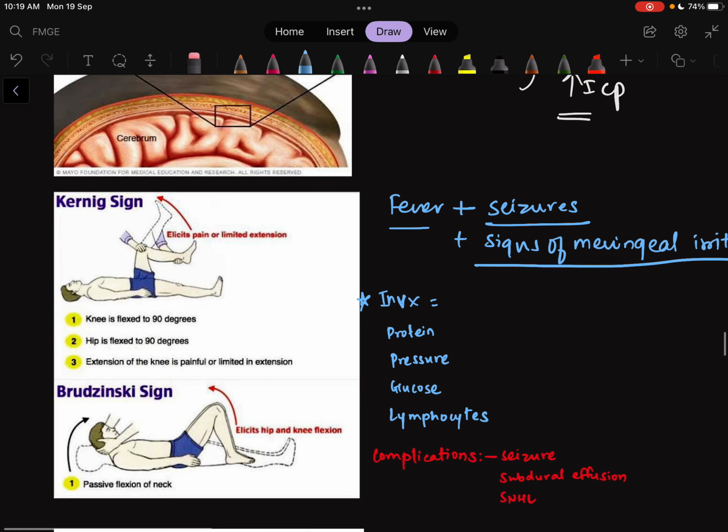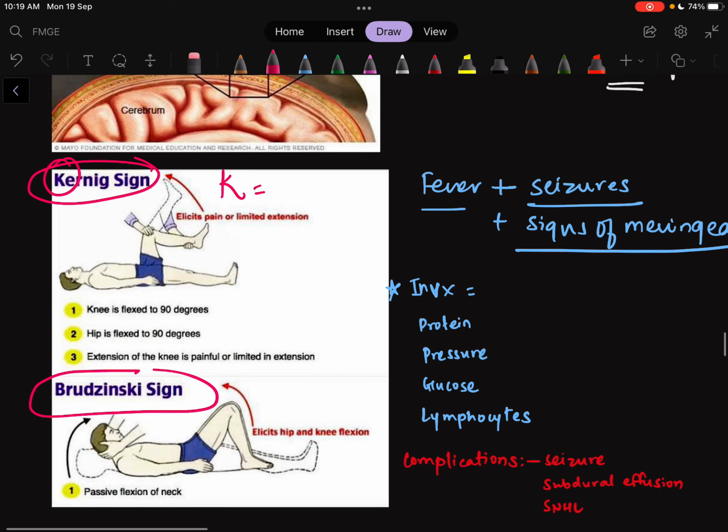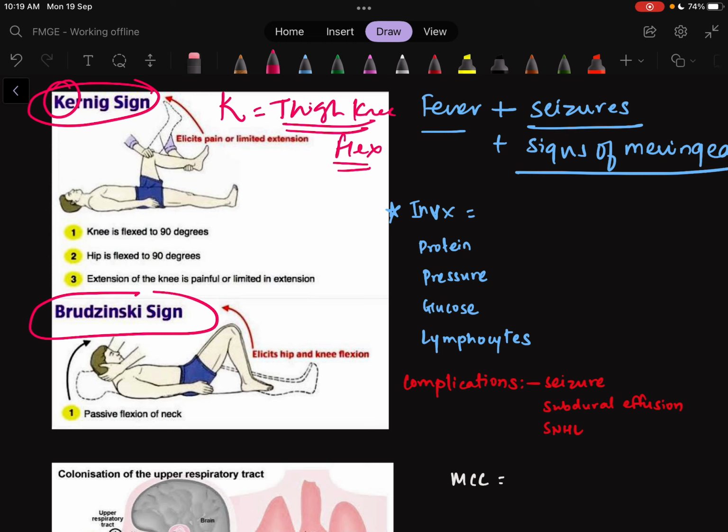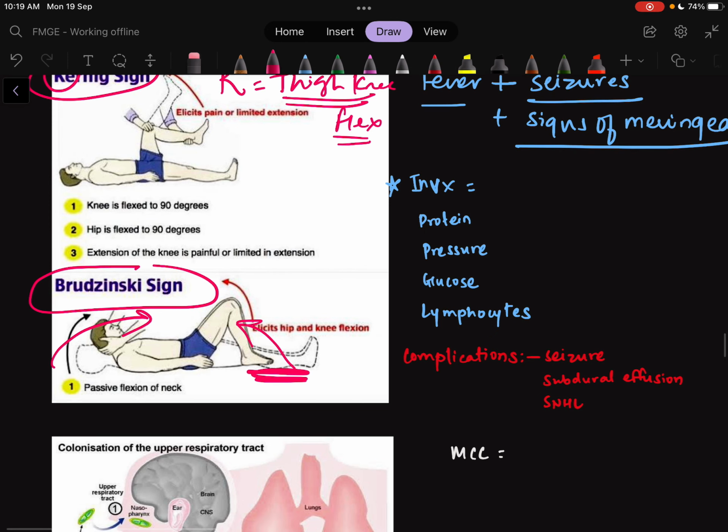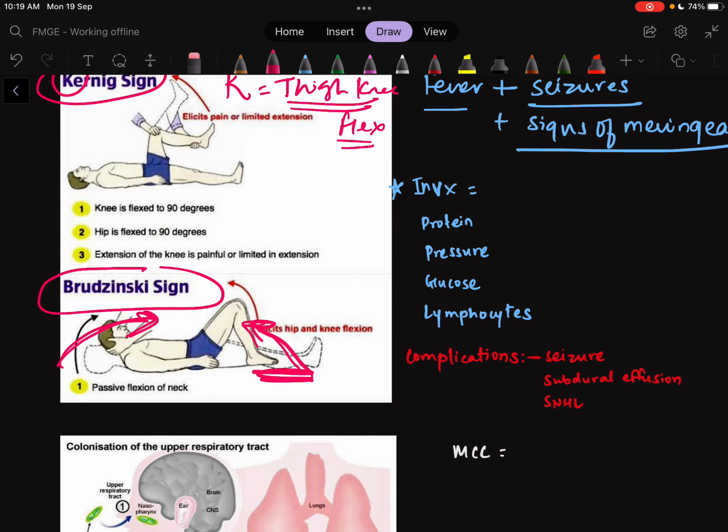There are two main signs: Kernig sign and Brudzinski sign. In Kernig sign, we flex the thighs and knees of the baby and slowly extend them, and pain is felt by the child if he is having meningitis. Next one is Brudzinski sign. Passive flexion of the neck of the patient causes flexion of the legs also, if meningitis is there.